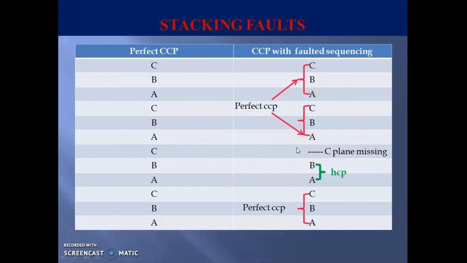Here, the orientation of the crystal does not change across the fault plane. As you can see, the orientation is maintained. The orientation is not changing with respect to the faulty plane. That is, there is no change in the orientation of the crystal across the stacking fault. The difference between these two crystals above the fault and below the fault is restricted only to the stacking difference.